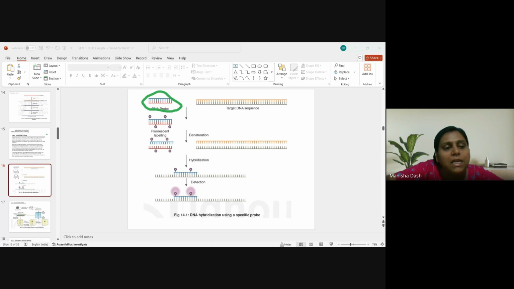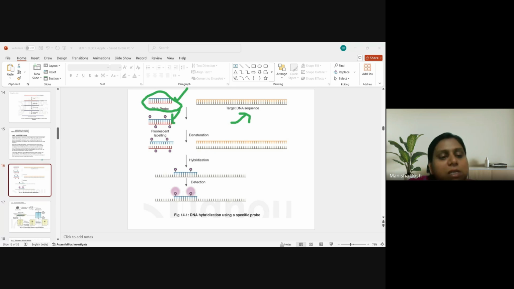Okay, and you have made this DNA probe which has almost complementary base pairing with your target DNA sequence. Let's say someone was asking regarding the insulin gene. So let's say you know the sequence of the insulin gene. Whatever probe you have designed has a DNA sequence which is complementary to a segment of the insulin gene. Okay, and again you are tagging this DNA probe with a fluorescence label.